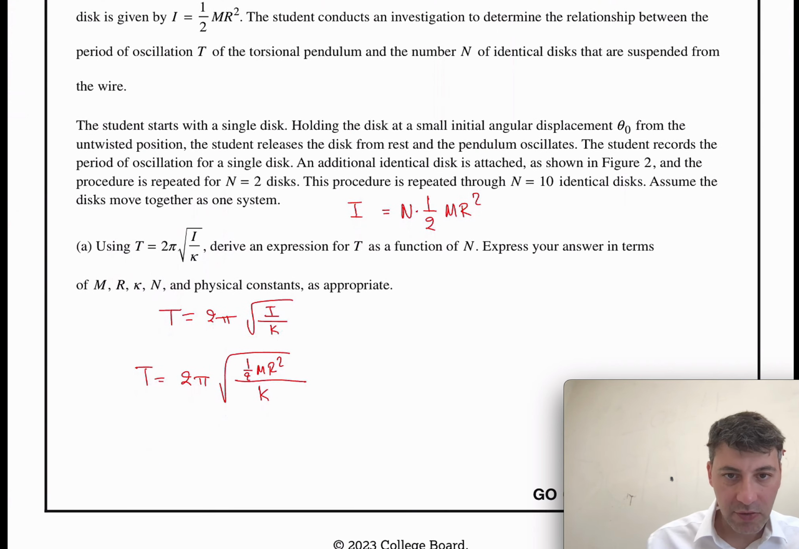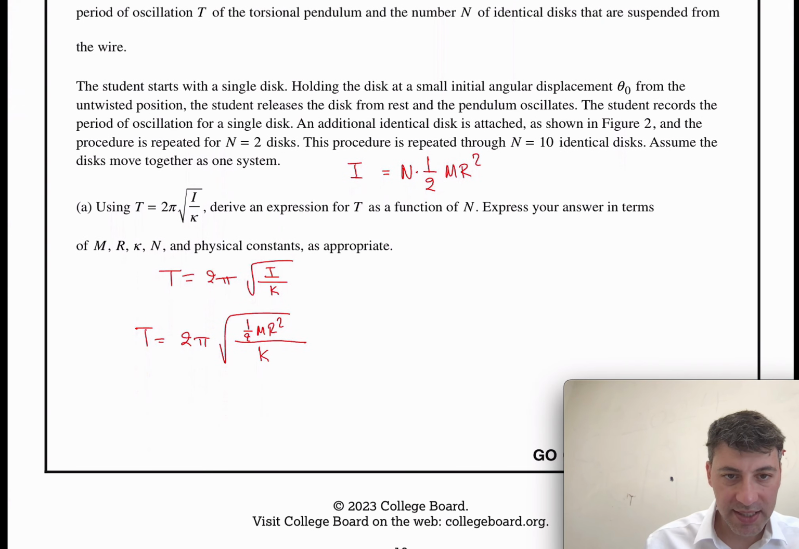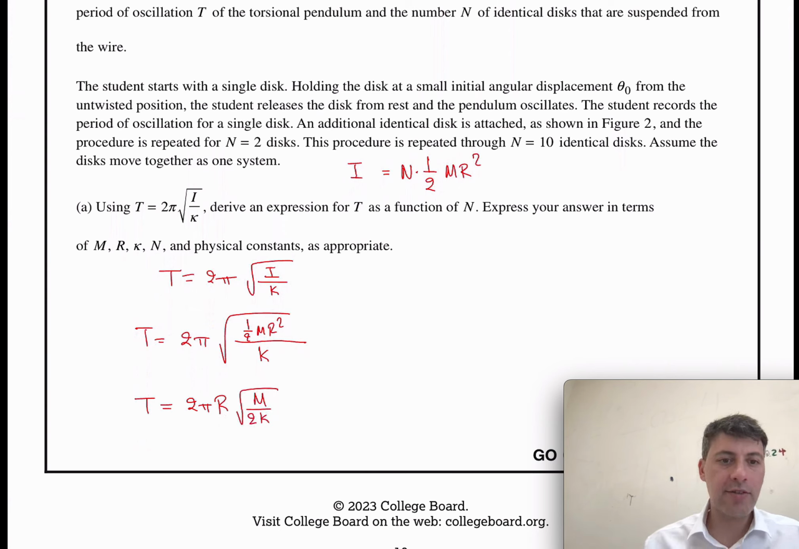Now, there are not too many things that we can do here. The only thing that we can do is bring the r out of the root. So the period of the pendulum is 2 pi r root of mass over 2k. And I think this is our final answer. We need the period as a function of n. I made a mistake here though. I should have multiplied by the number of discs. So here we have the number of discs. And this is our final answer, that the period is 2 pi r multiplied by the root of the number of discs times the mass of each disc, divided by 2k, which is what we need.